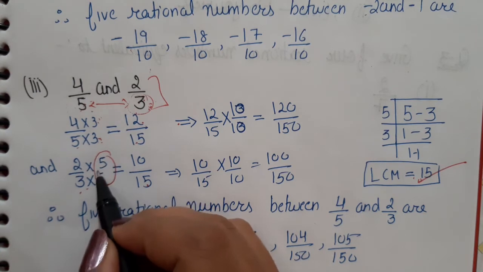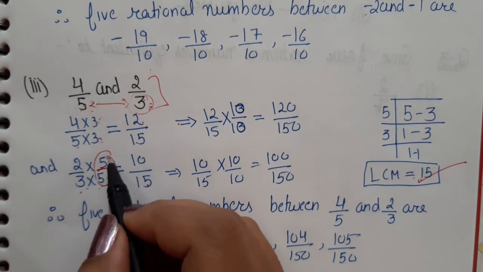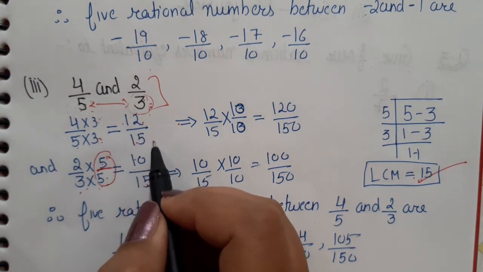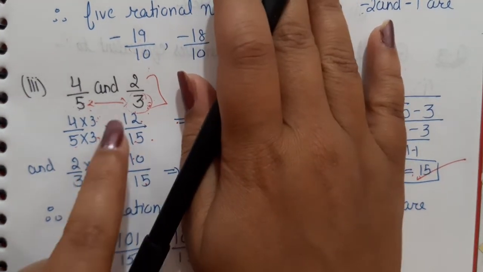Multiply both the numbers, numerator and the denominator, with the same number. So you have to multiply the numerator also with 5. 2 5s are 10, so 12 upon 15. Now you have to find the 5 rational numbers between 12 and 10.